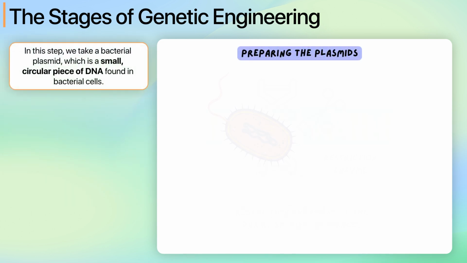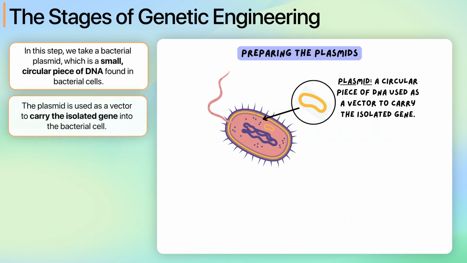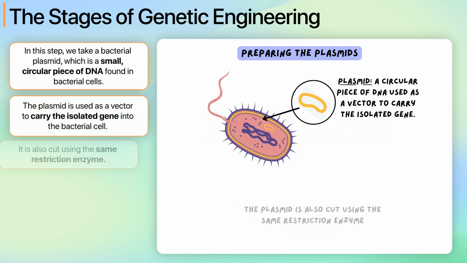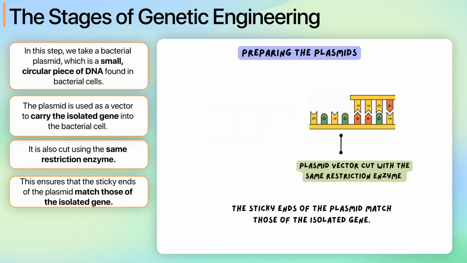Next, we take a bacterial plasmid, which is a small circular piece of DNA found in bacterial cells. The plasmid is used as a vector to carry the isolated gene into the bacterial cell. It is also cut using the same restriction enzyme. This ensures that the sticky ends of the plasmid match those of the isolated gene.